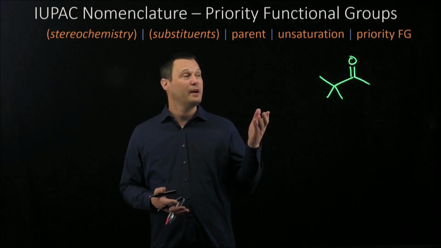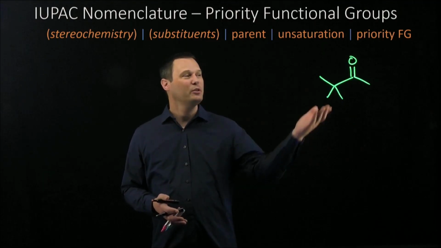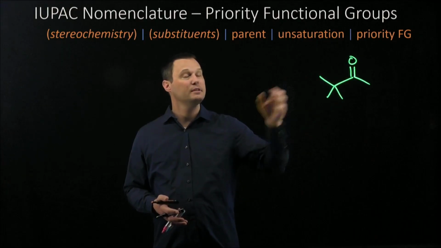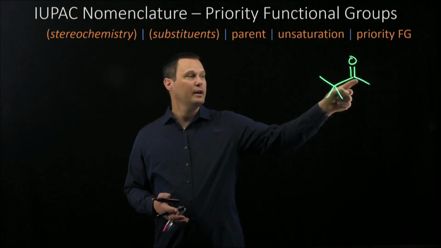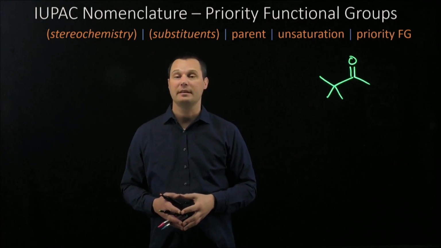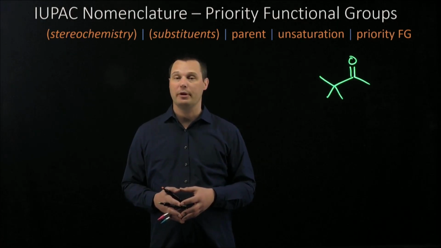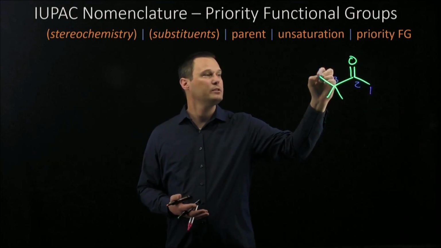The first step is to find the longest set of consecutive carbon atoms containing the priority functional group. In this molecule, the ketone is the priority functional group, so we need to find the longest set of carbon atoms containing the ketone. And for this molecule, it doesn't really matter which direction we go, we can find a chain of 4 carbons that contains the ketone. The next step is to number the molecule to give the priority functional group the lowest possible number. That means for this molecule, we'll number right to left to give the ketone the lowest number at carbon number 2.